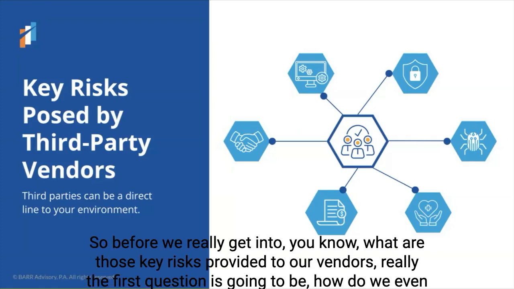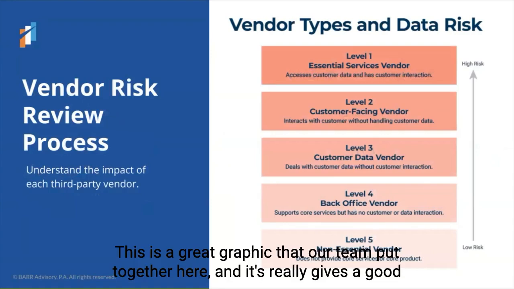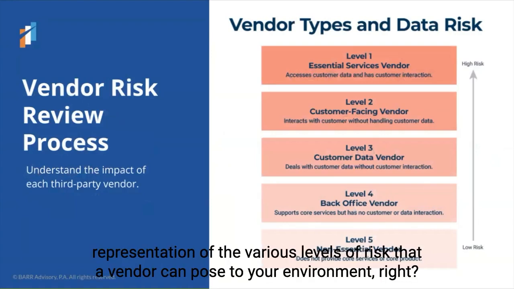So before we really get into what those key risks posed by our vendors are, really the first question is going to be, how do we even understand where those risks are going to be posed, and how do we evaluate those vendors? This is a great graphic that our team put together, and it really gives a good representation of the various levels of risk that a vendor can pose to your environment, right?